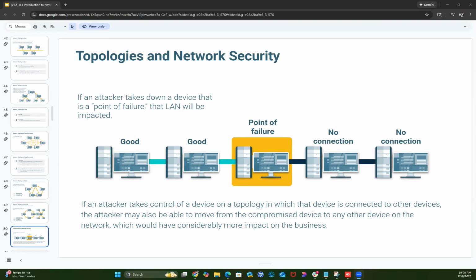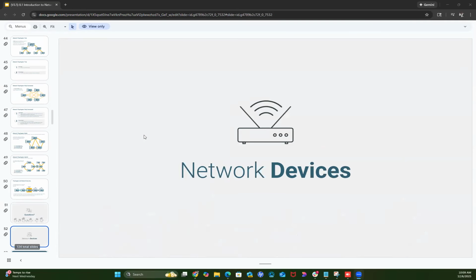So in this ring topology, each device is a point of failure. If one connection breaks, the whole network shuts down. If an attacker takes control of a device on a topology in which that device is connected to other devices, the attacker may move from the compromised device to any other device on the network, which would have considerably more impact on the business. Any questions?